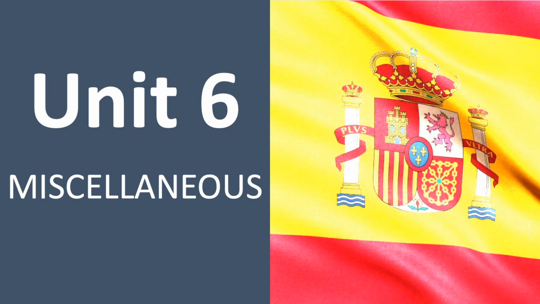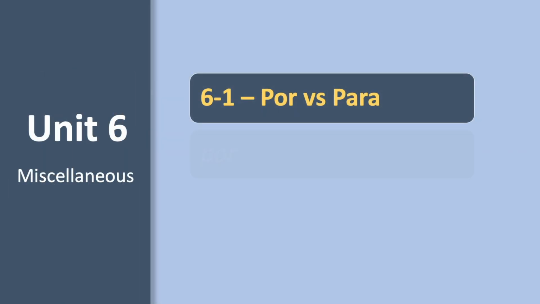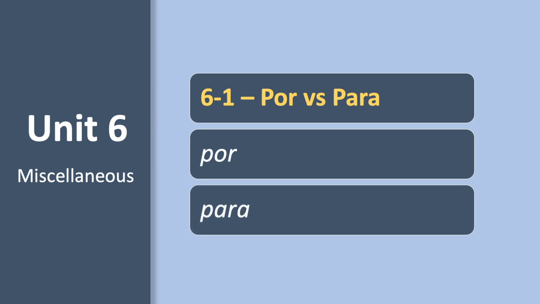Unit 6 covers a few miscellaneous topics. Por and para both mean for, but are used in different ways, so this lesson covers the differences between these two prepositions.